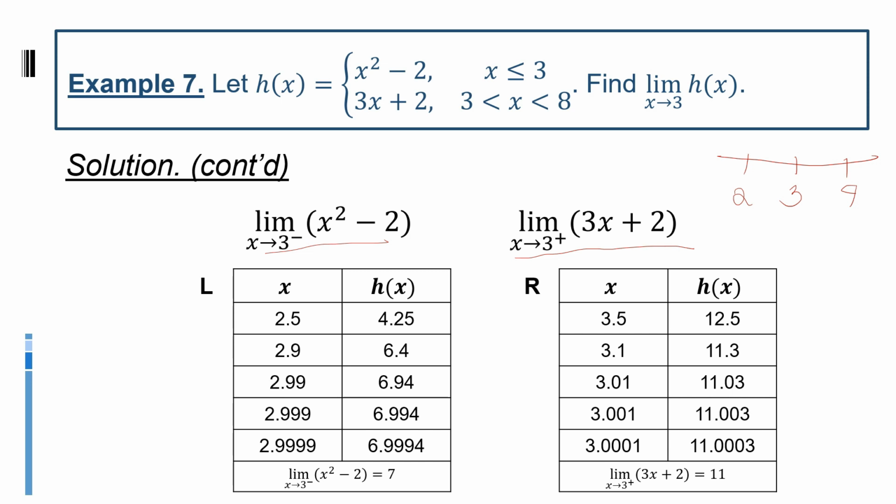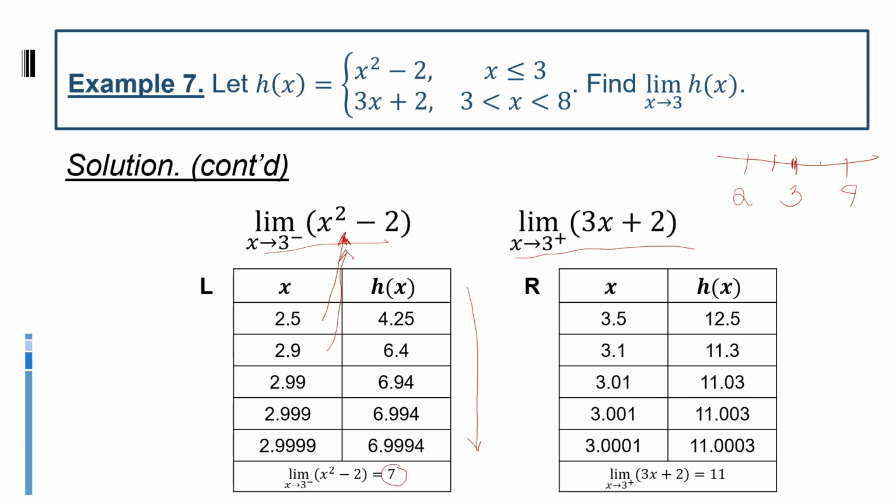So from the left, gamitin natin yung 2.5. So plugging in here, kasi ito yung function natin for the left, that is 4.25. Then palapitin pa natin 2.9, so we have 6.4. 2.99 naman will give us 6.94, and 2.999 will give us 6.994, while 2.9999 will give us 6.9994. And observe that h of x, as x approaches 3 from the left, actually approaches 7.